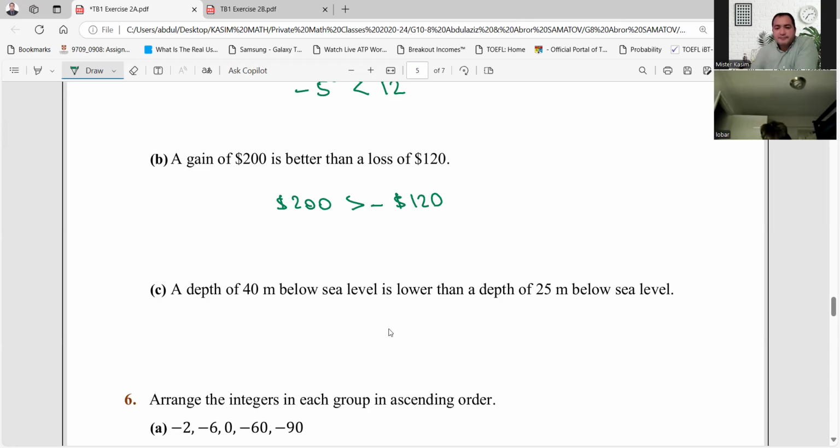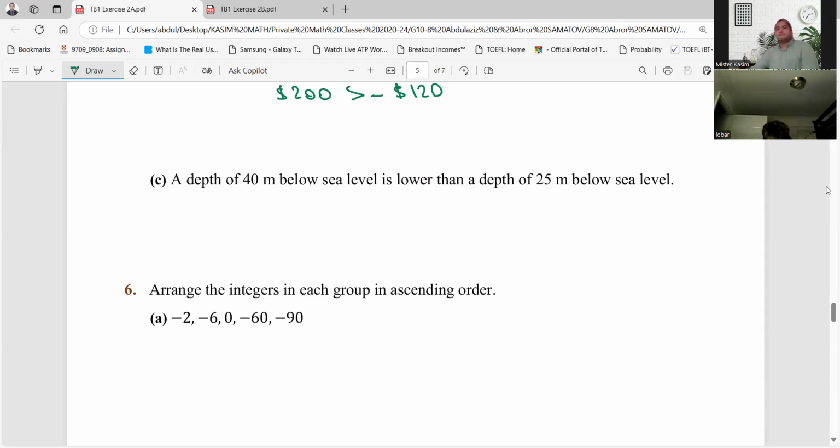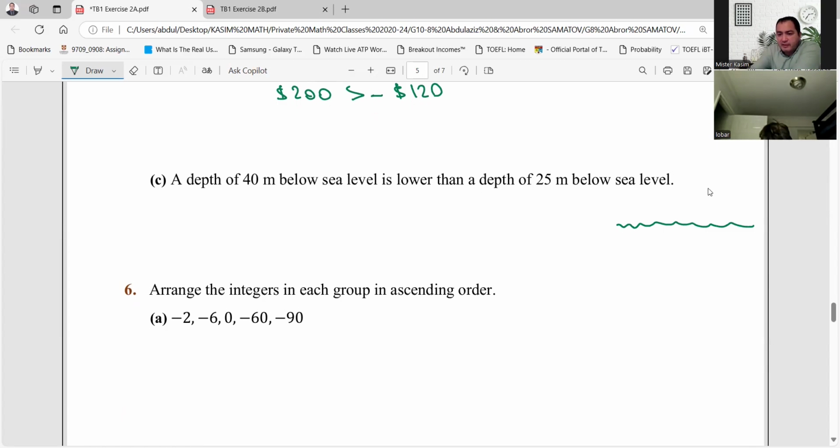Okay. C, a depth of 40 meters below sea level is lower than a depth of 25 meters below sea level. So that is a sea level. Okay, and maybe here we have a kind of mountains, all right. But now we have a sea level under the sea. We have two depths, this first one and the second one, right?